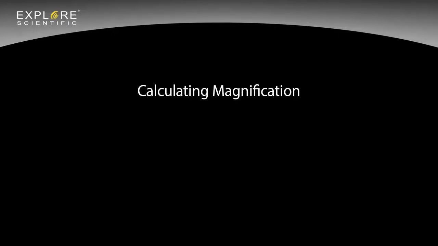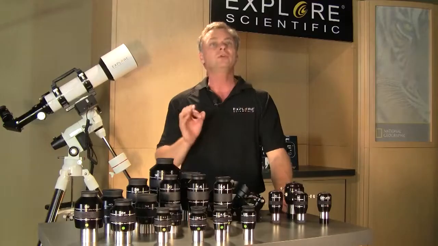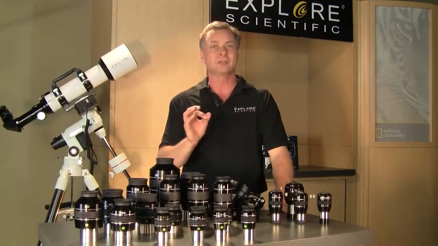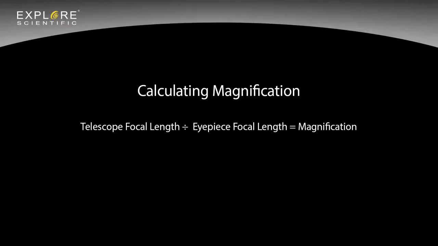This is how we calculate magnification. You take the telescope focal length, usually in millimeters, divided by the eyepiece focal length, also in millimeters, and that will equal magnification. Or you can take the telescope aperture in millimeters and divide it by the exit pupil in millimeters, and that will also equal the magnification.